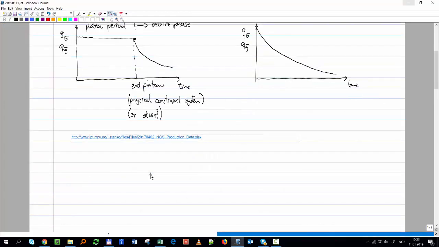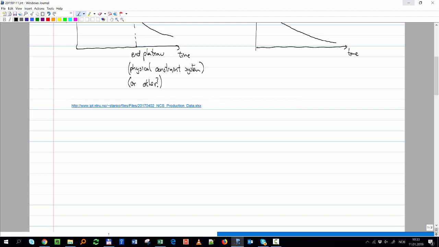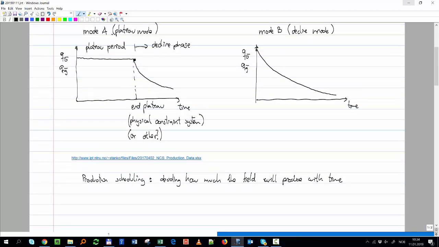Now, when do I use, that's something I decide. I decide if to produce a field in mode A or B. And that process to decide how much the field will produce is called production scheduling. And remember, I can decide that I want to produce this number, but at the end, nature will tell me, stop, you cannot do it anymore. I can decide to produce it like that, but then nature will tell me, you're going to follow exactly this line. It's not that I can decide I want to produce here that number. Sometimes the physical constraints of the system force the value.